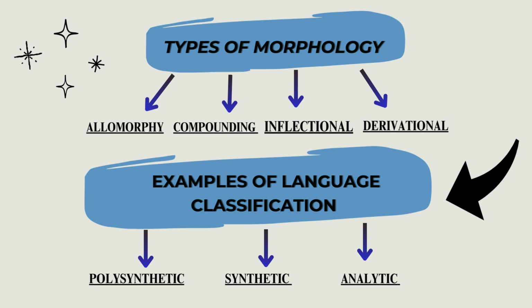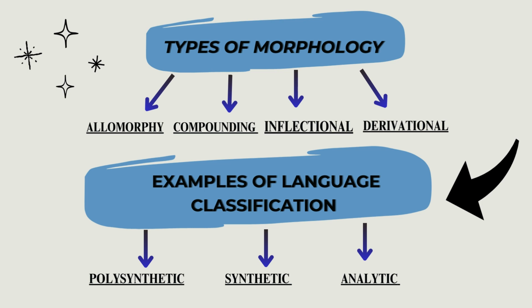Now let's take a closer look at examples of language classifications based on their use of morphology. Number 1. Polysynthetic languages. These languages form extremely long words by combining multiple morphemes to express complex meanings, or even entire sentences. Like in Inuit languages, a single word can mean I am looking for something to eat. That's combining morphemes for subject, action, and object.